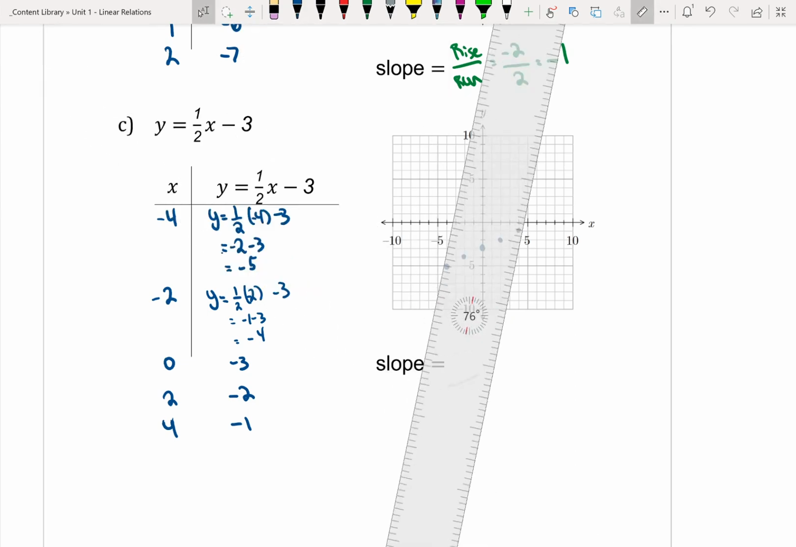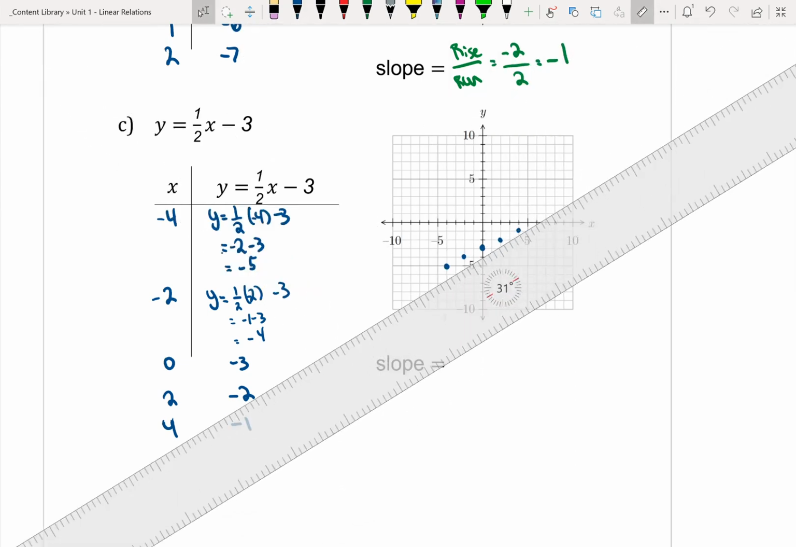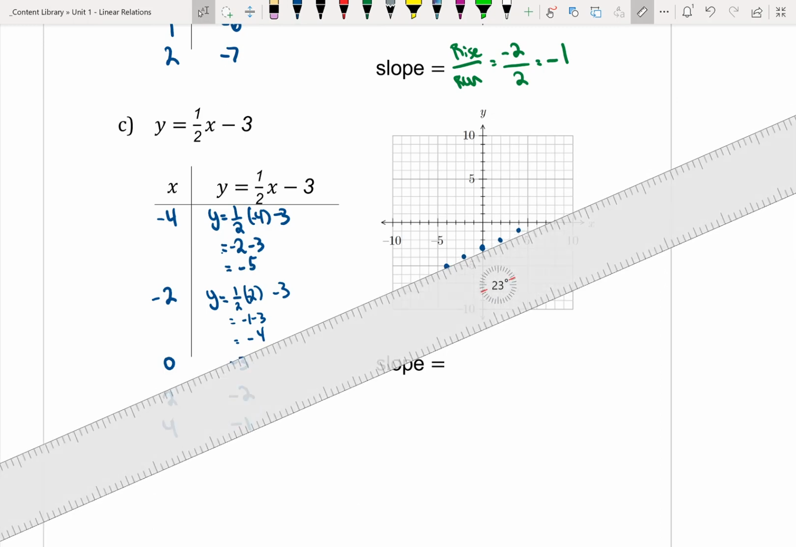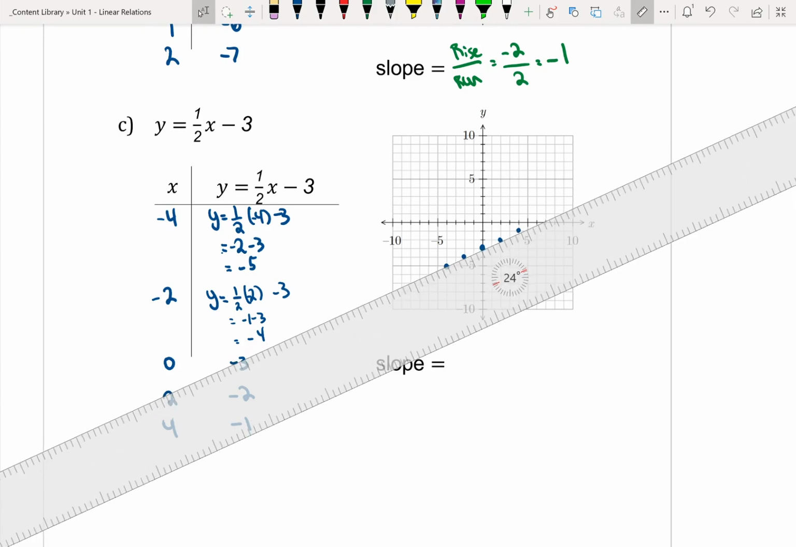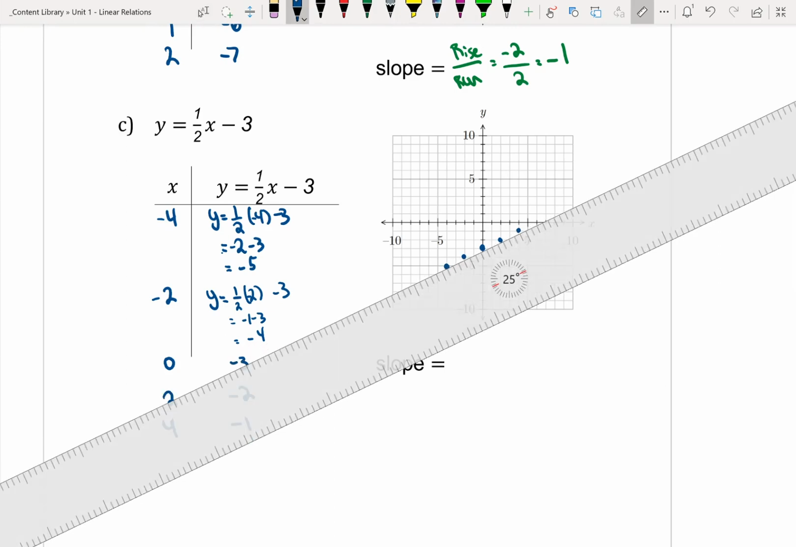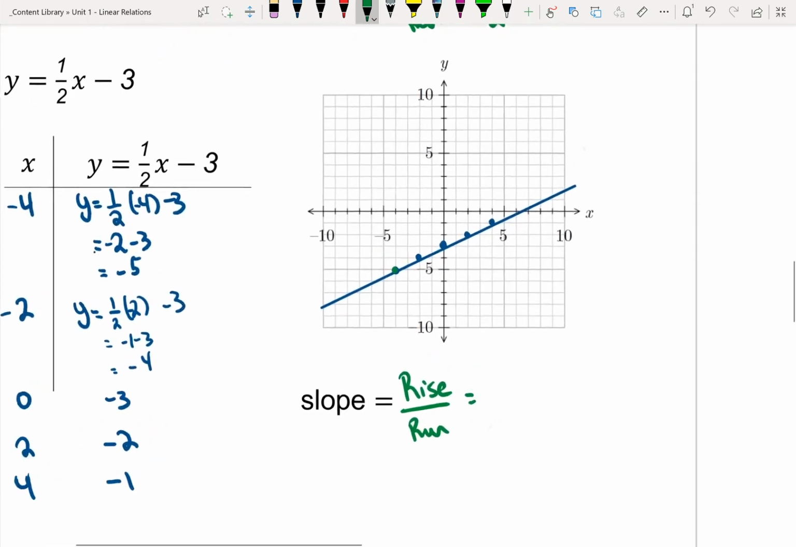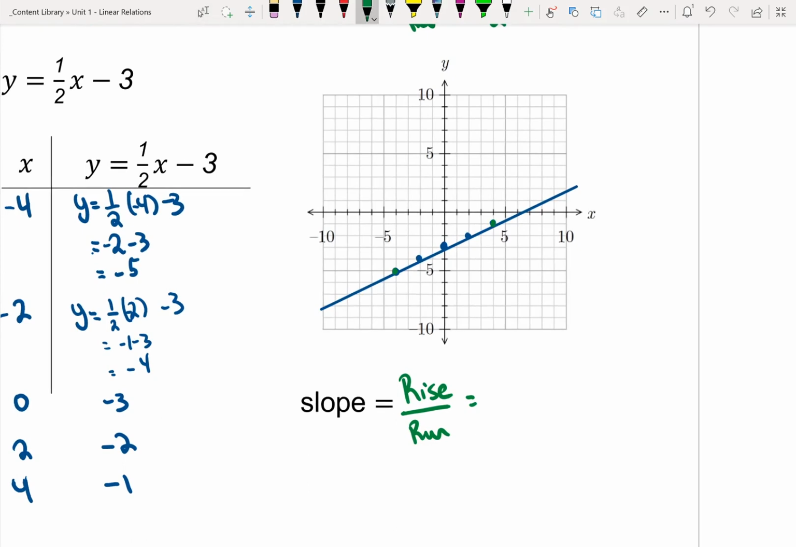And again, I'm going to connect these points with a straight line as best as I can. And I'm going to figure out my rise over run from one point to the next. So again, it doesn't matter which 2 points you use. I'm going to use the bottom point and the top point.